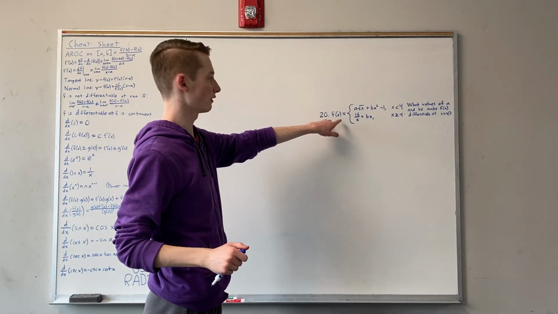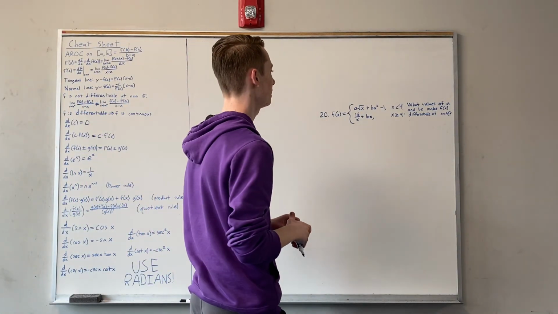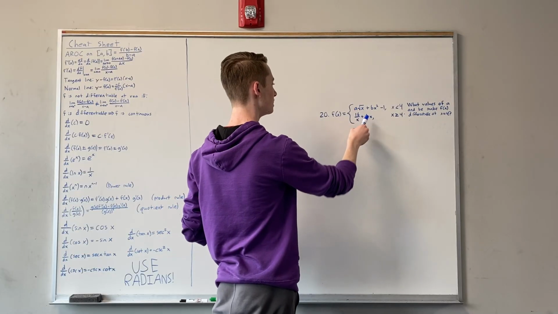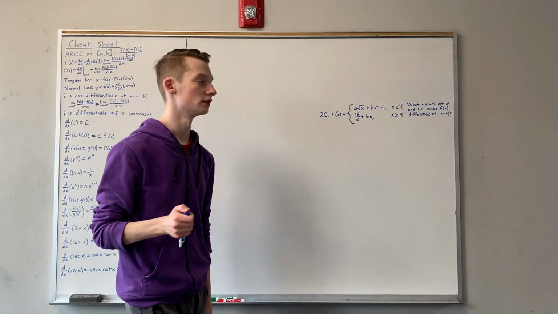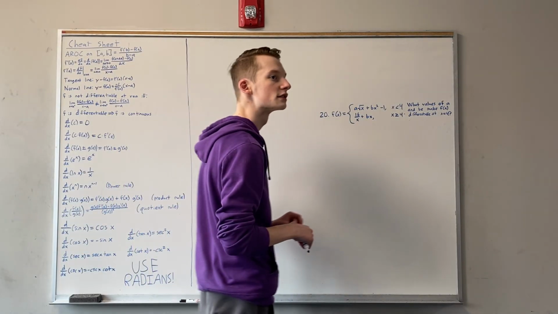It's asking, if f of x is this, what values of a and b are going to make f of x differentiable at x equals 4. So again, same sort of deal.